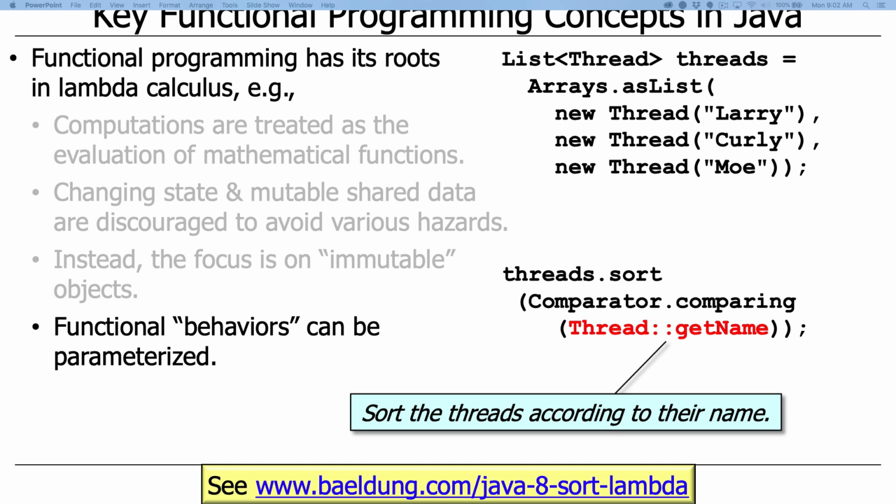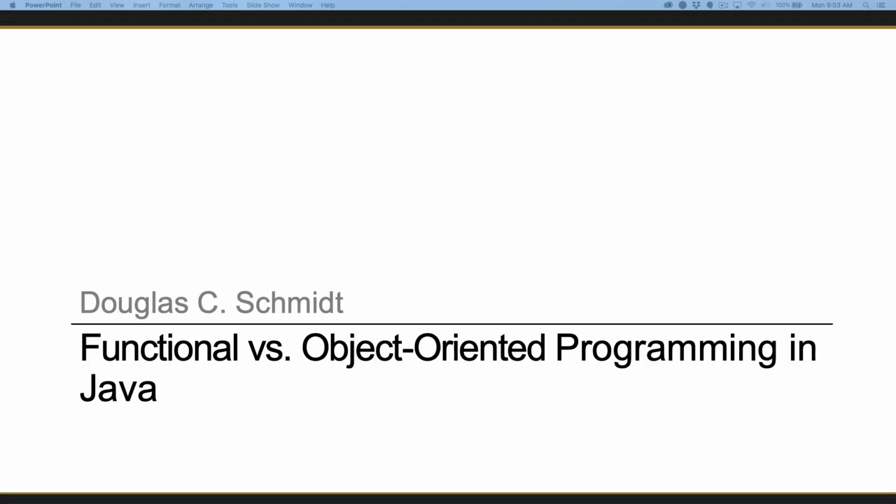Okay, so we'll cover this in more detail. I'll talk about what a method reference is. We'll break down what it means to do sorting with a comparator, comparing, in more detail later as well. Some really cool stuff there.